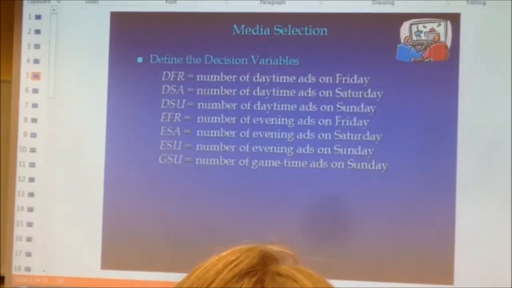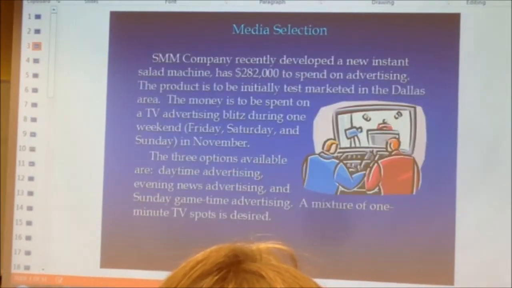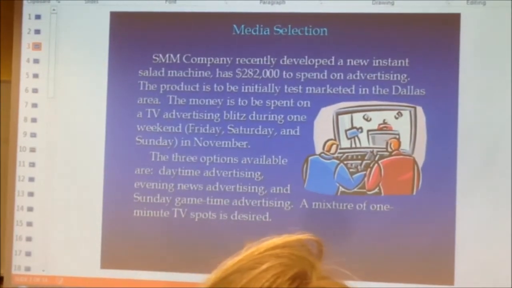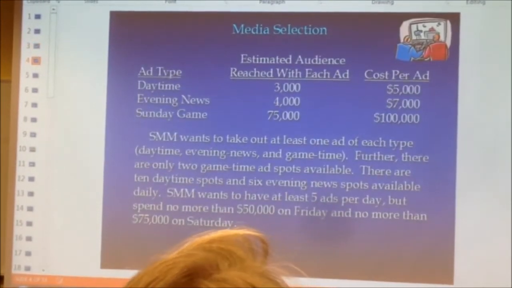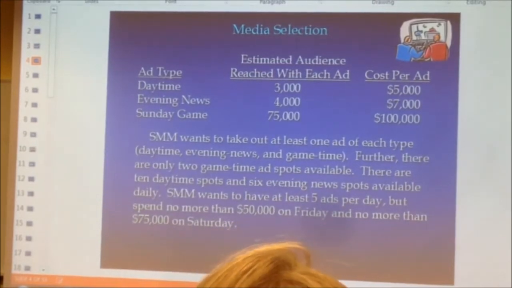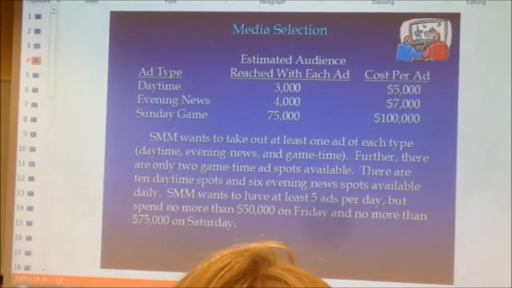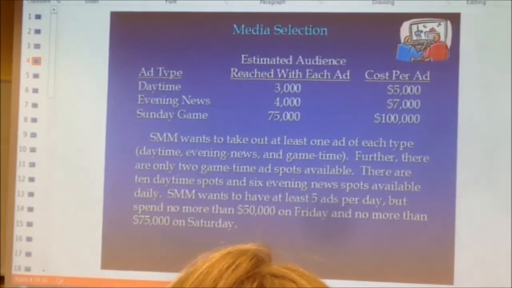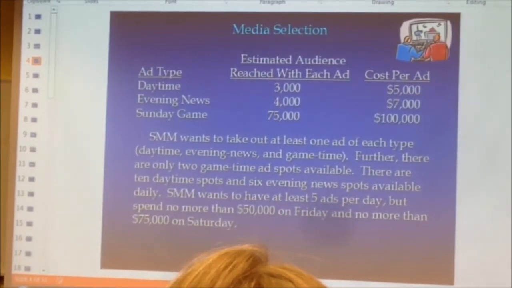Is that it? Wait a minute. What's our objective? What's our objective? What is it? I don't see it there. What about here? Is there anything here? What do you think we're trying to do? Most amount of people reached. Max or min? Max.